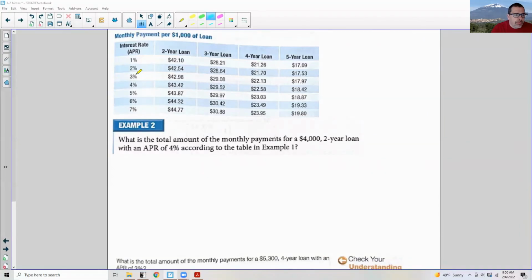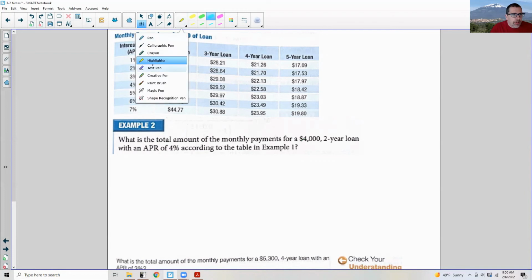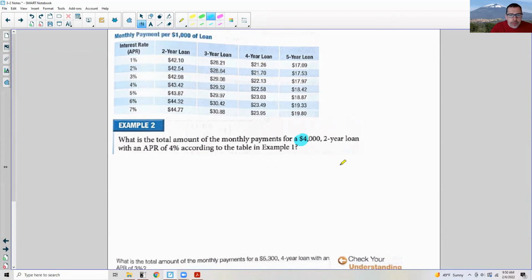Okay, example 2. It says, what is the total amount of the monthly payment for a $4,000 loan? Why is this not working? $4,000 loan, 2 years, APR 4%. So 4% is this row right there. 2 years is this column. So we're going to use this amount right here. That's $43.42 per 1,000. So now all we're going to do is take 4 times 43.42. 4 times 2 is 8. 4 times 4 is 16. 4 times 3 is 12, and 1 is 13. 4 times 4 is 16, and 1 is 17.